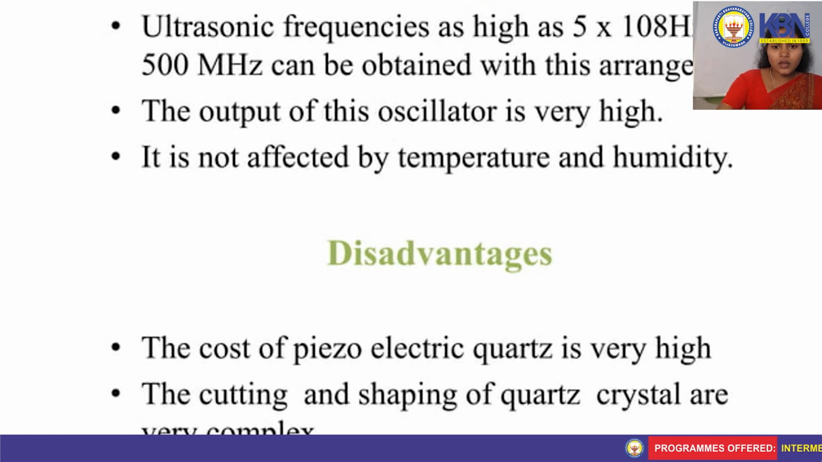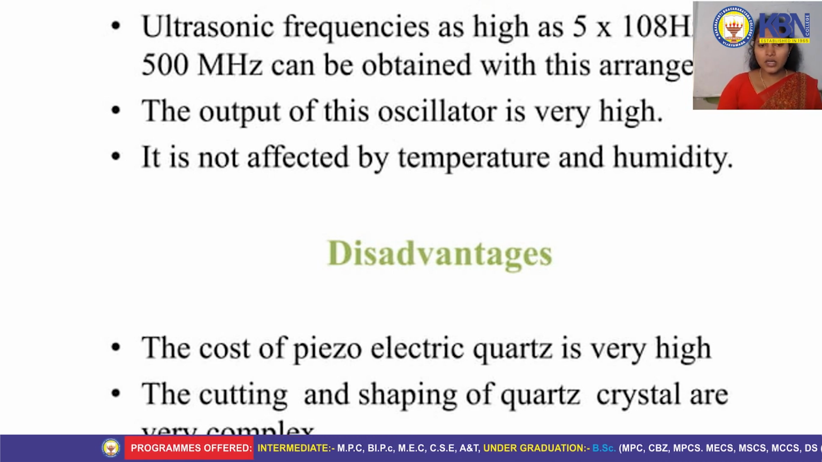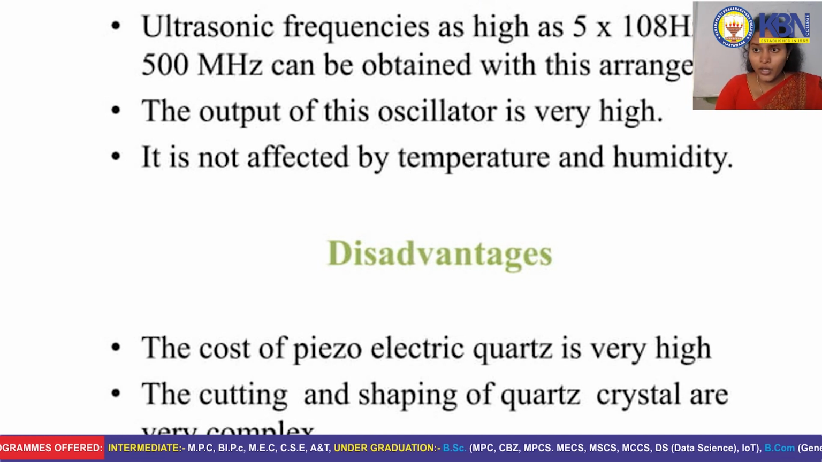Coming to the advantages and disadvantages of the piezoelectric method, the advantage is that the output of this oscillator is very high. It is not affected by temperature and humidity. Here you can see in the third point, it is not affected by temperature and humidity, but in the magnetostriction method, the frequency depends upon temperature. So this is one of the main differences between these two.